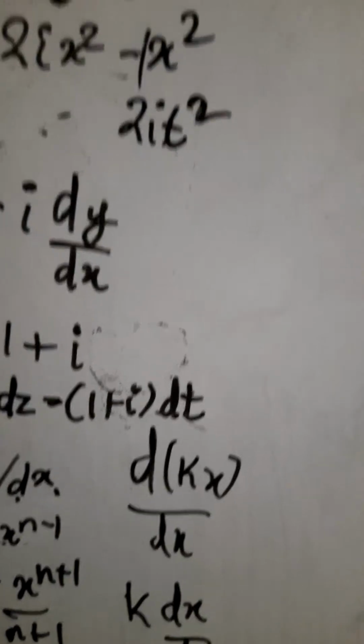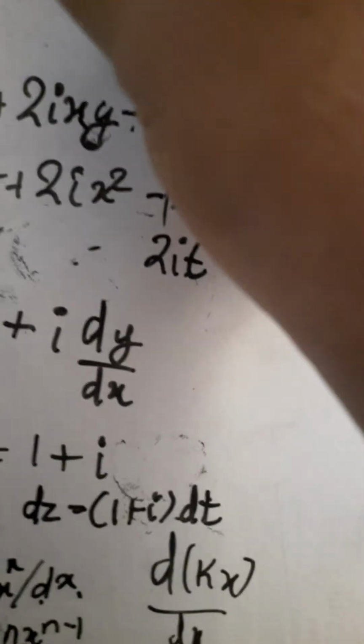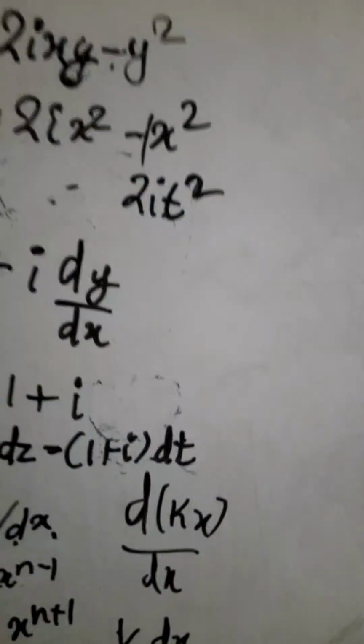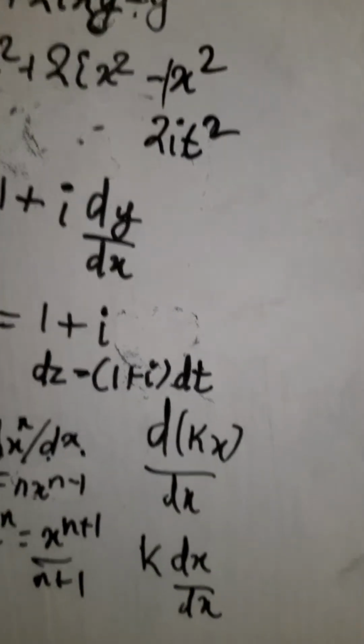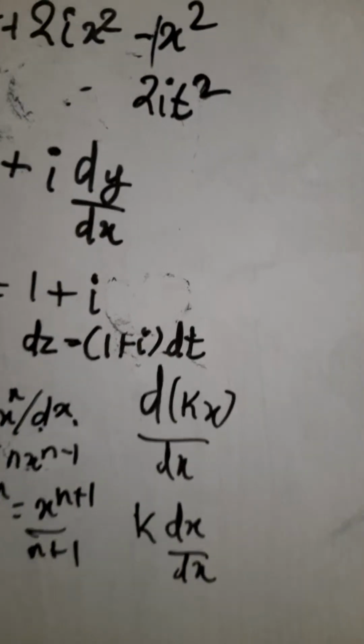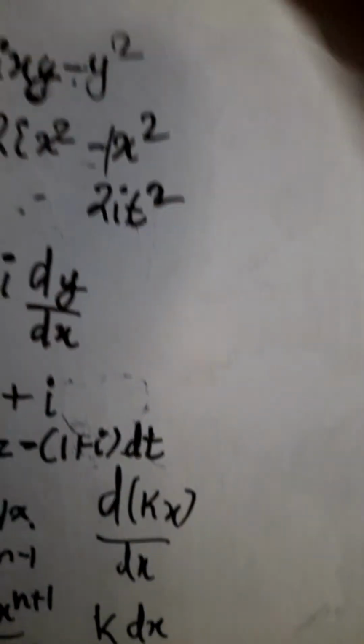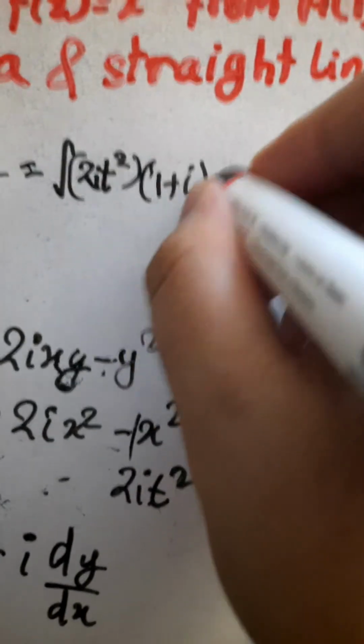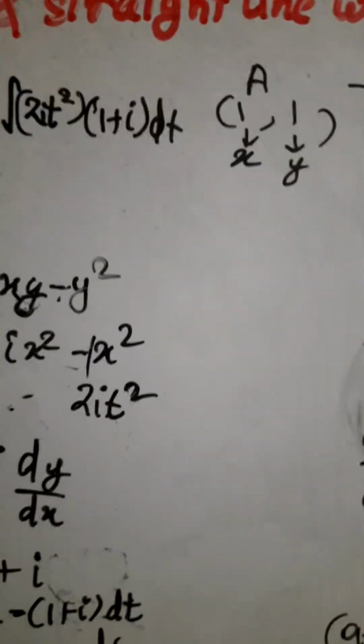Integration of 2it square into 1 plus i dt. Here we go.